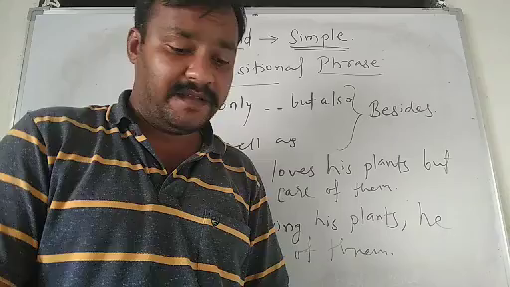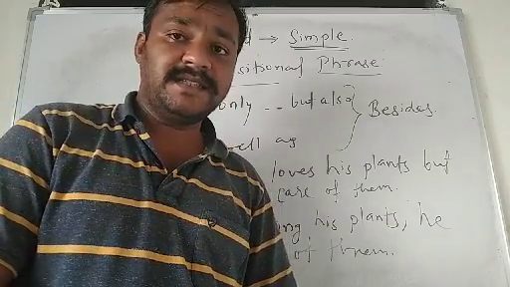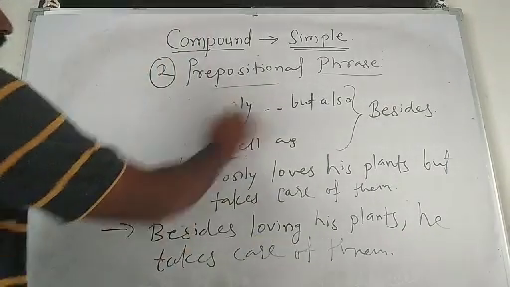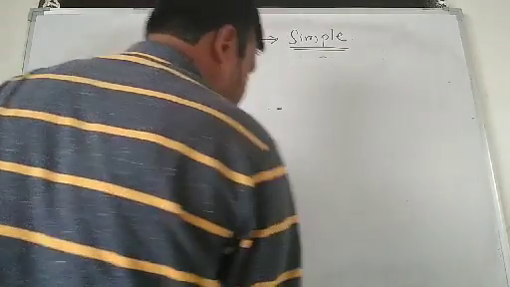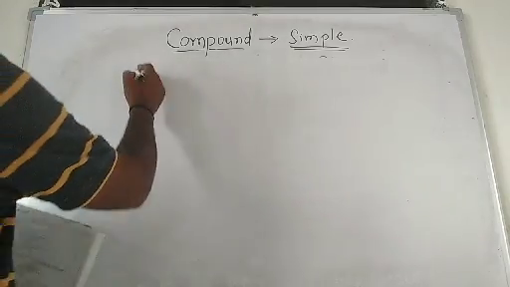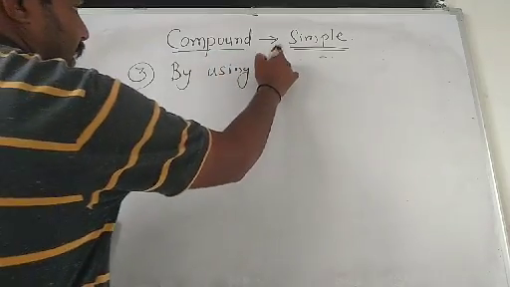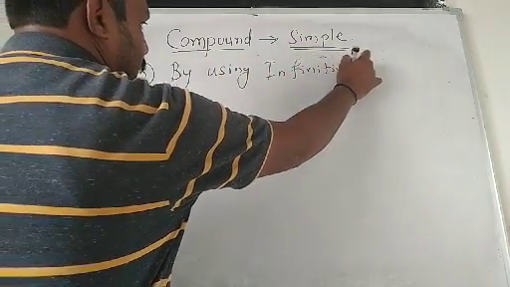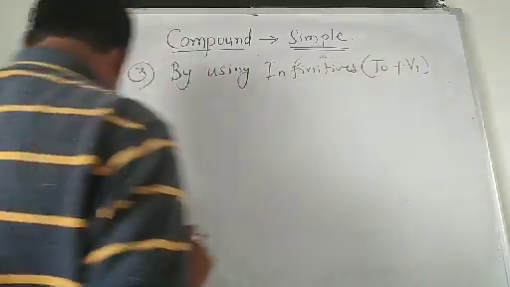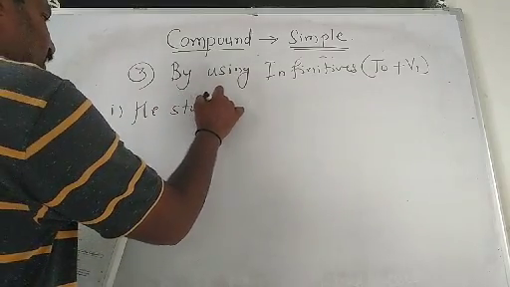The last type we will discuss is by using infinitives. Infinitives means what? To plus verb first form. Such sentences, how do we have to change? With the help of examples only I will explain. Third, by using infinitives. Infinitives are formed with "to" plus verb first form.